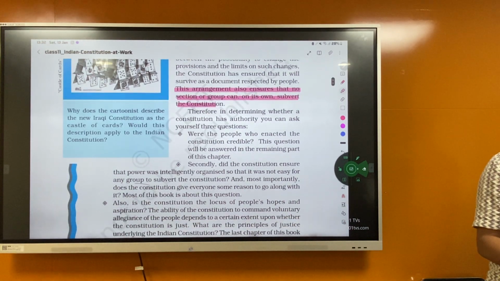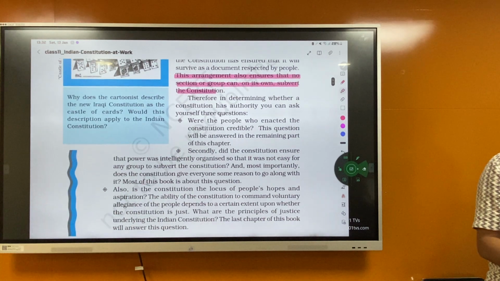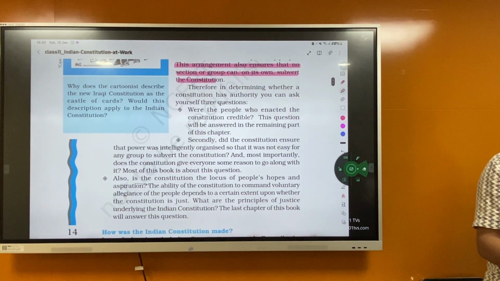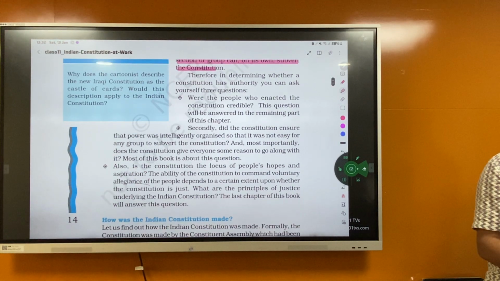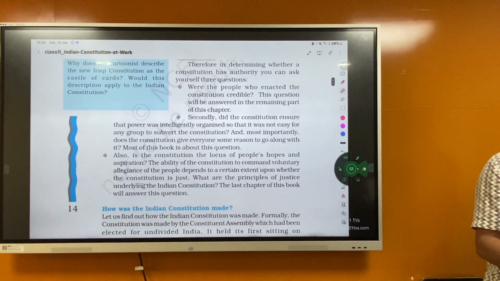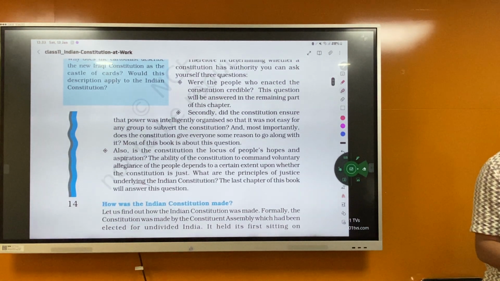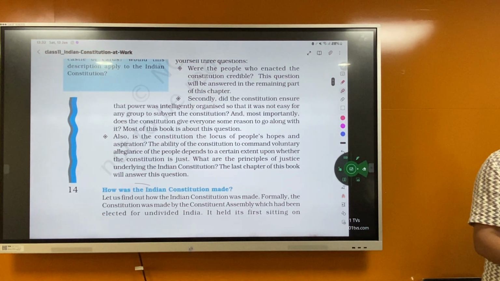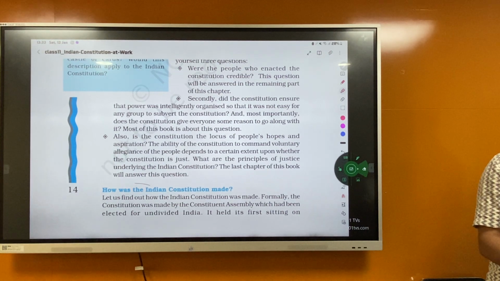Okay? Therefore, in determining whether a constitution has authority, you can ask yourself 3 questions. Were the people who enacted the constitution credible? They are credible because we chose them. This question will be answered in the remaining part of this chapter. Second, did the constitution ensure that power was intelligently organized so that it was not easy for any group to subvert the constitution? And most importantly, does the constitution give everyone some reason to go along with it? Most of this book is about this question.